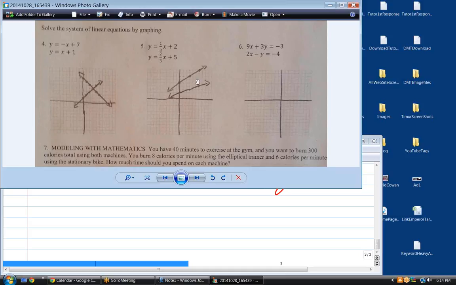The only way you can solve it by graphing is if you intersect the two lines. You can't come up with a solution unless they intersect. If they're parallel, then there is no solution. Okay, these two are not parallel though. Notice this has a slope of 1/3, this has a slope of 2/3. So they're not the same, which means they are going to connect.